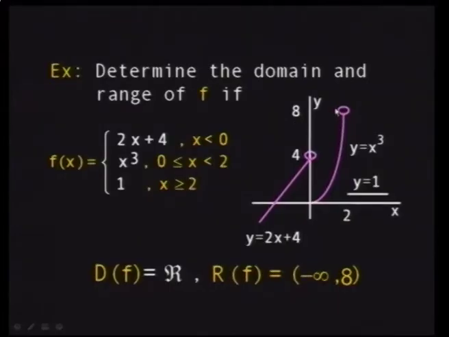There is no such value. Why? Because it doesn't attain 8. It is always less than 8. So we call 8 the least upper bound.